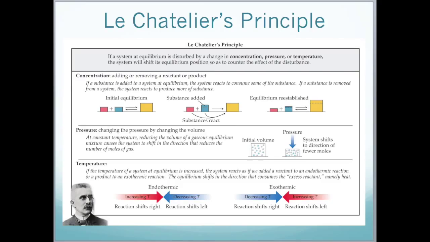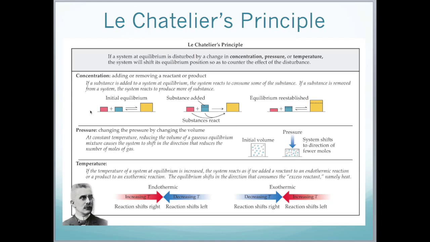If a system at equilibrium is disturbed either by a change in concentration, pressure or temperature, the system will shift its equilibrium position so as to counter the effect of the disturbance. Let's first look at concentration, and this involves either adding or the removal of a product.